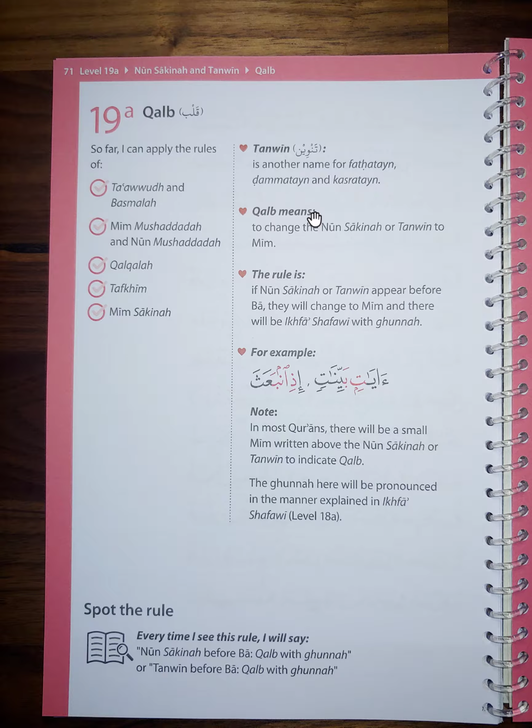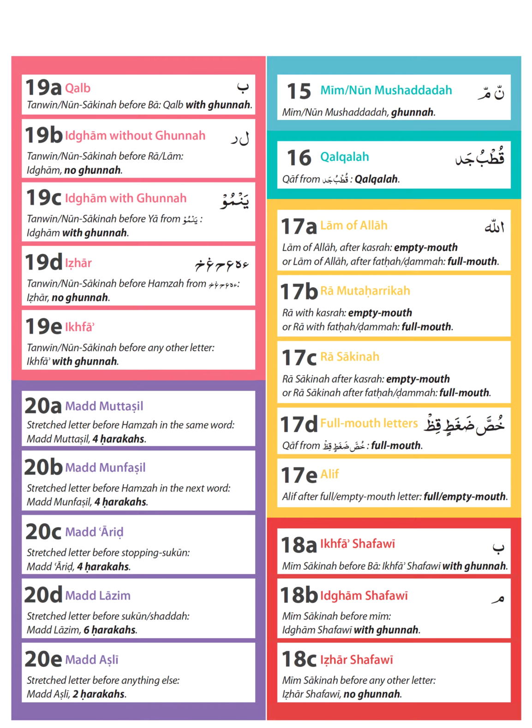In this level, there are 5 different rules, and as before, I would strongly recommend you keep a close eye on your Tajwid rule summary page. And as you can see here in the pink region, level 19, there are 5 rules: A, B, C, D, and E. All of these rules are regarding Nun Sakina and Tanween.